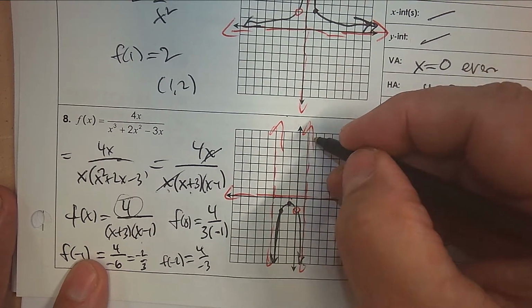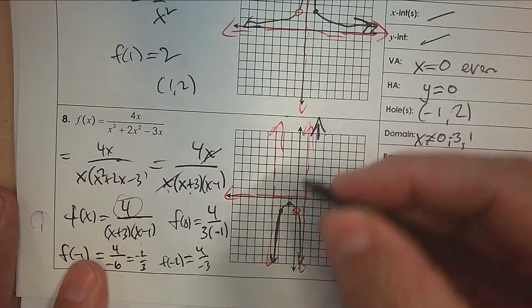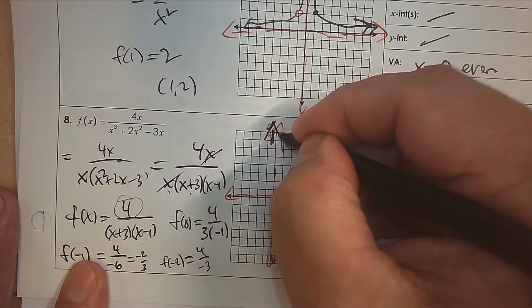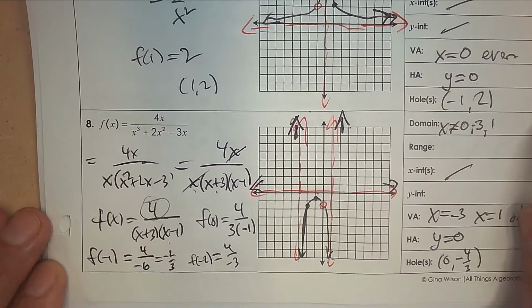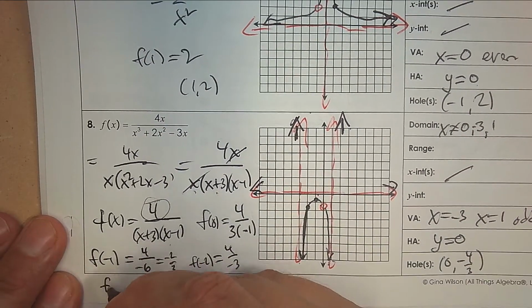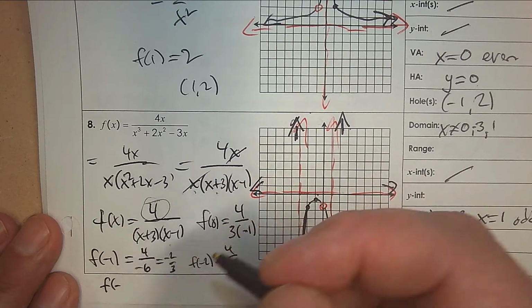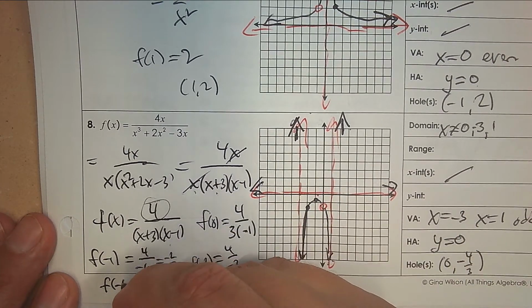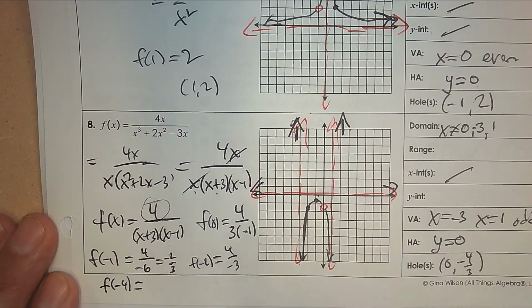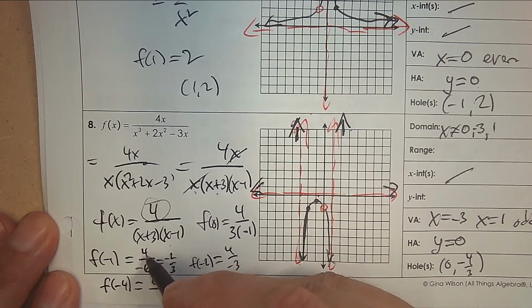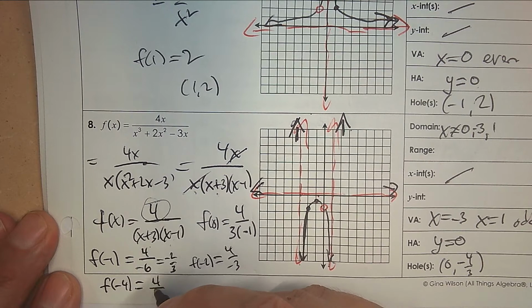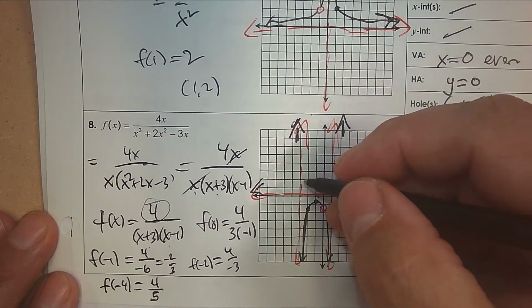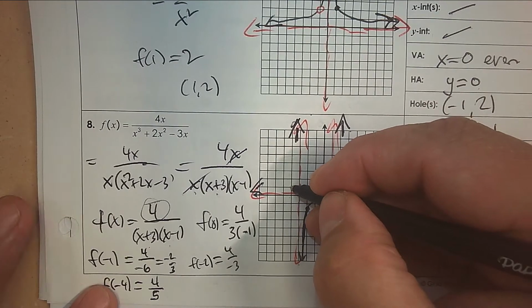Now, why does that help me? Because one is below and one is above. I already know the end behavior. I just need to find a point that's less than negative 3. So I'm going to plug in negative 4. So when I plug in negative 4, I get negative 1 and negative 5. So that's positive 4 over 5. So negative 4 gives me positive 4 over 5, which is darn close to 1.